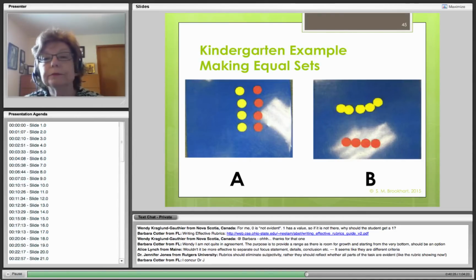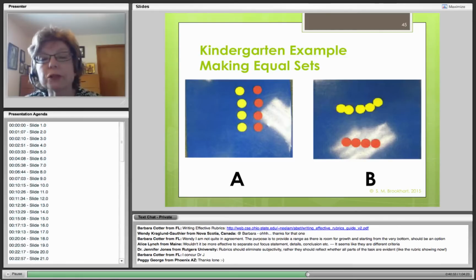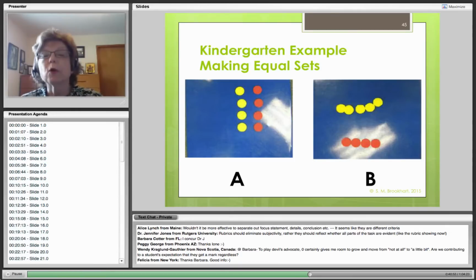Student B didn't do that. He lined up the 4 red circles, but the yellow circles are kind of crowded in and they're not in a line, so it's hard to see the match. But you would be hard-pressed to say there's no evidence that the student was thinking about sets being equal. There's clearly evidence that the student does see that we're going for a match here and we're lining them up so that you can see the match. So most people would give that one a 2. Neither one of them is completely random circles all over the place.